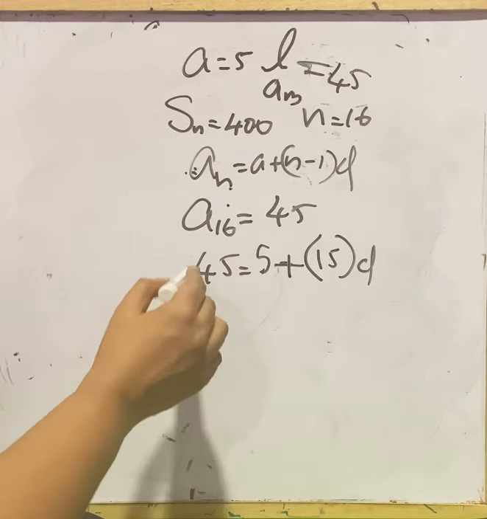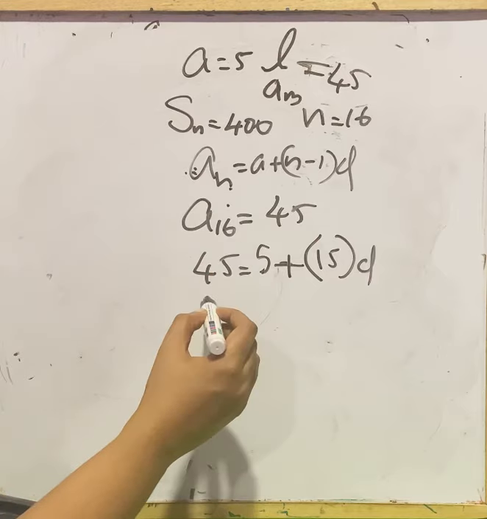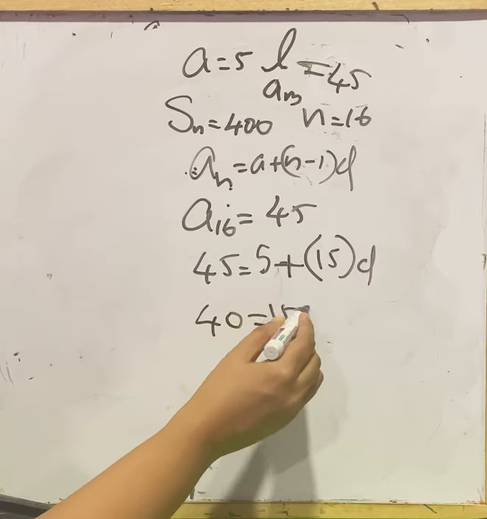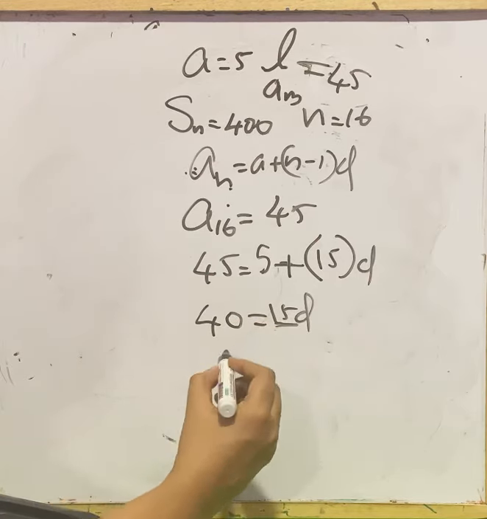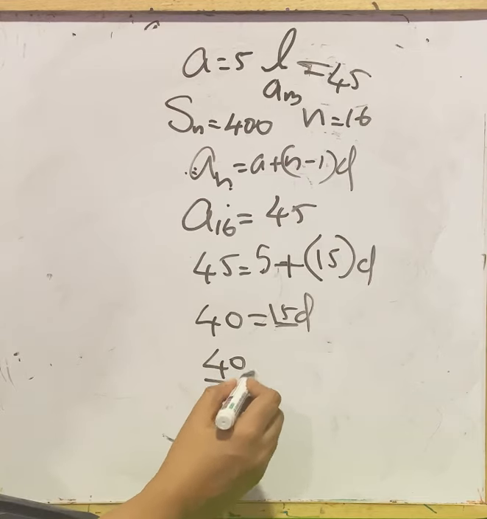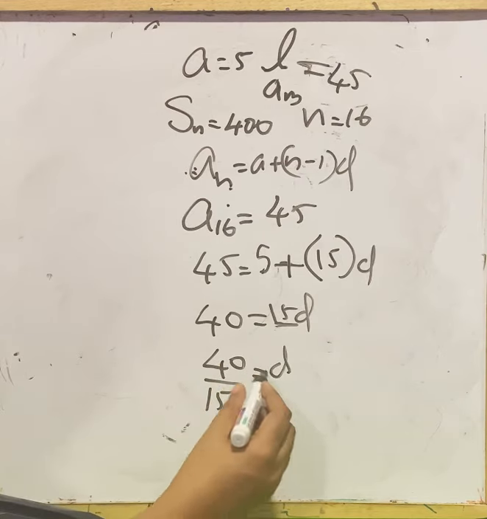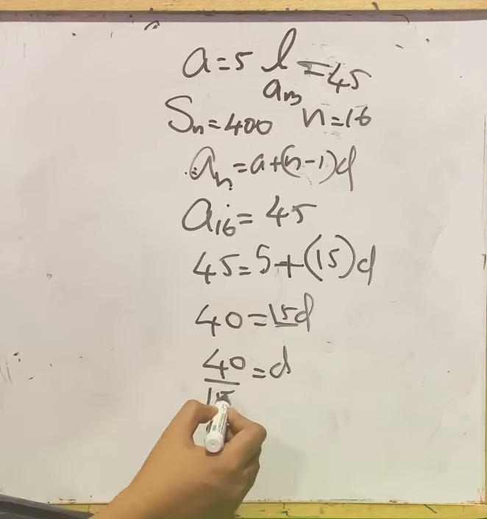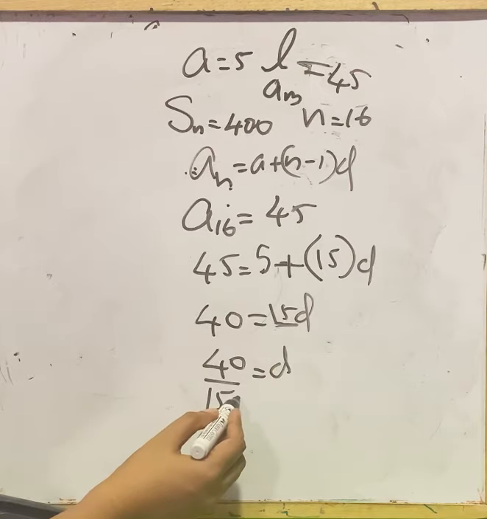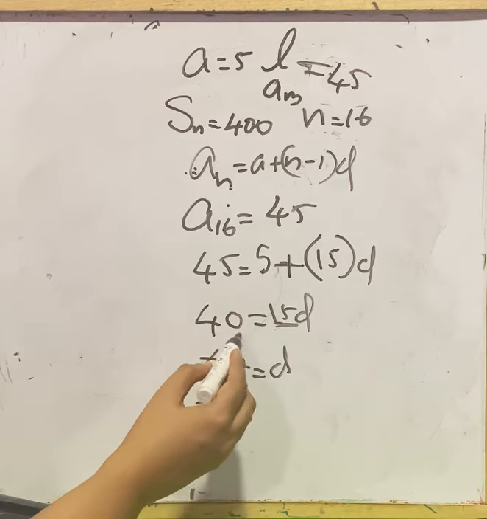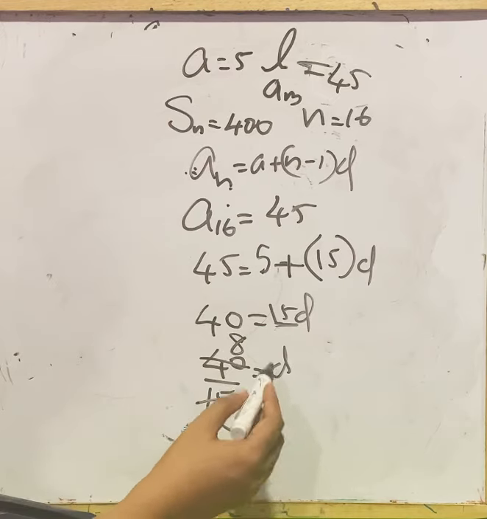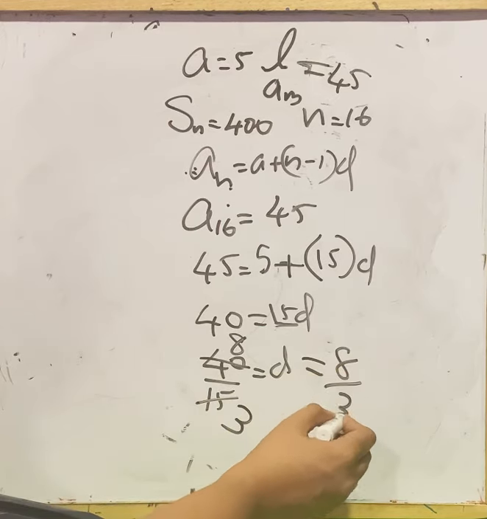Now take this 5 to the side. It becomes 45 minus 5. 40 equal to 15d. Take 15 to the side. 40 divided by 15 equal to d. d equal to, we can change this to least form. We have 5 as the common factor. 5 3s are 15. Here 8 5s are 40. So the value of d is 8/3.